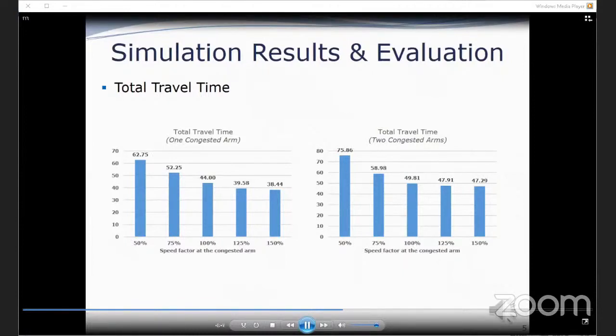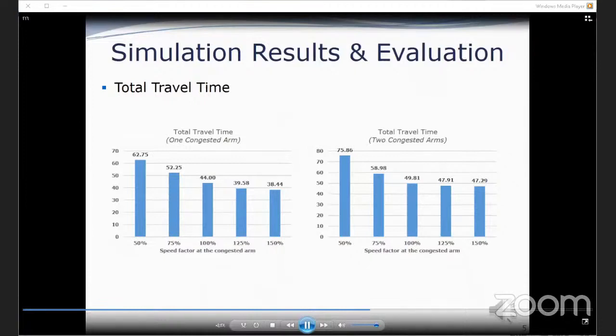However, in the case of increasing the speed factor from 125% to 150%, the total travel time decreases by only 2.8%. In the case of the two congested arms, increasing the speed factor from 100% to 125% reduces the travel time by 3.8%, while incrementing the speed factor from 125% to 150% lowers the travel time by only 1.3%.